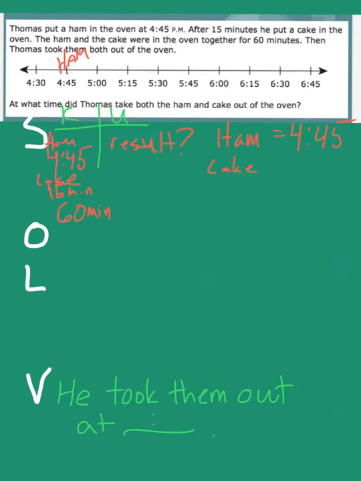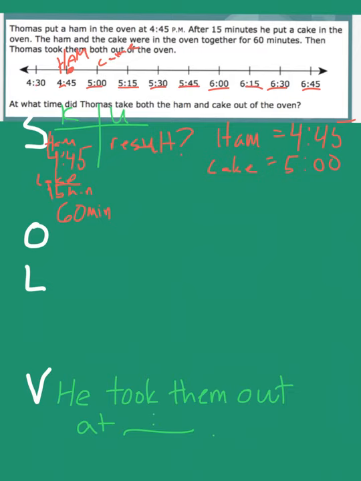Okay, if I look at my number line, my intervals, guess what? My intervals are in 15 minutes. 5:15, 5:30, 5:45, 6, 6:15, 6:30, 6:45. So perfect. If I know my ham is at 4:45, then I know my cake was at 5. So my cake went in at 5.